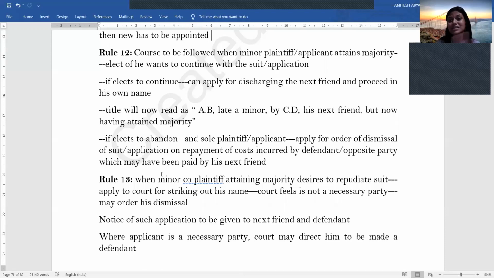Now, if this minor says that he wants to abandon the suit, and he's the sole plaintiff or applicant, he'll apply for an order of dismissal on repayment of costs, etc., whatever was incurred by the defendant or the opposite party, which may have to be paid by his next friend.